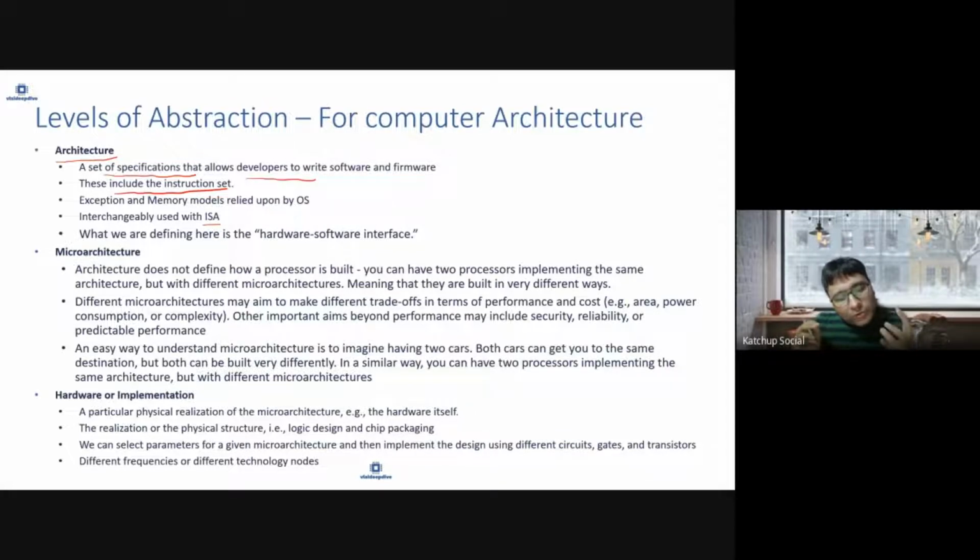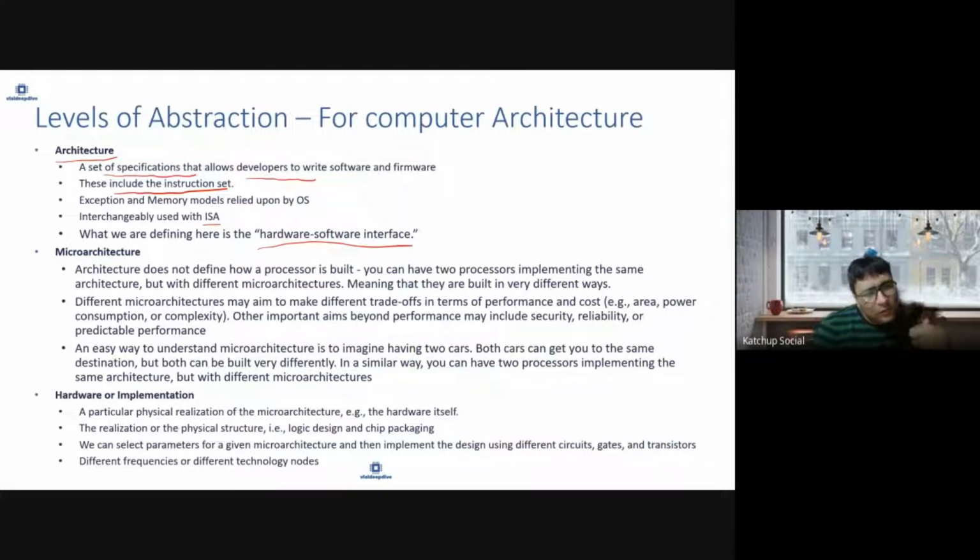What we are defining here, when we're talking about abstraction at the architecture level, is the hardware-software interface. It's a kind of contract between your software and hardware, so that software can work independently, based upon the understanding that a certain set of instructions will be followed. So this is the highest level of abstraction, and you are defining a hardware and software level of interface.